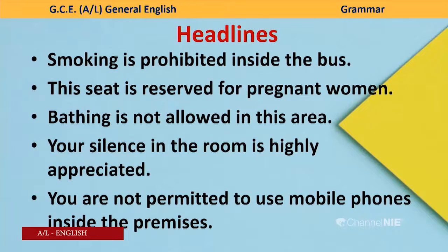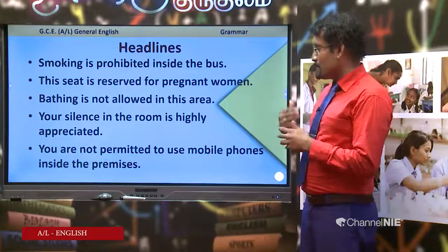So, sometimes when you travel along the road, or maybe when you travel by buses or trains, you can see some headlines like this. Smoking is prohibited inside the bus. The seat is reserved for pregnant women. Bathing is not allowed in this area. Maybe when you go for a swim in a river, it is said bathing is not allowed in this area. Maybe the river is so deep, so you can't bathe there. Sometimes in some places it is mentioned like this.